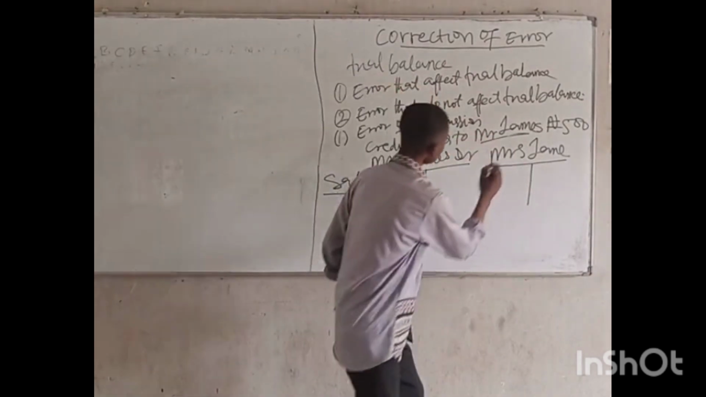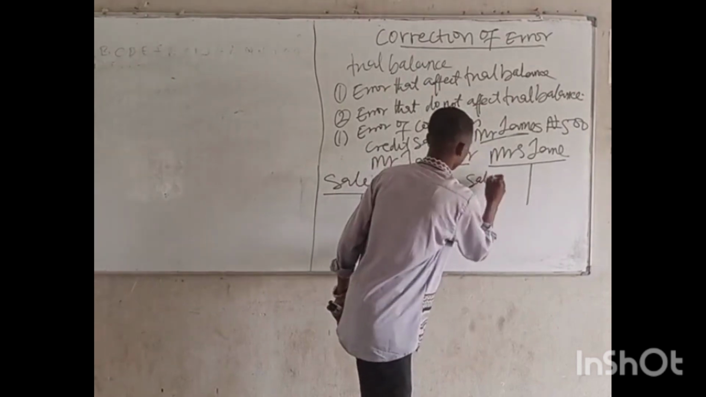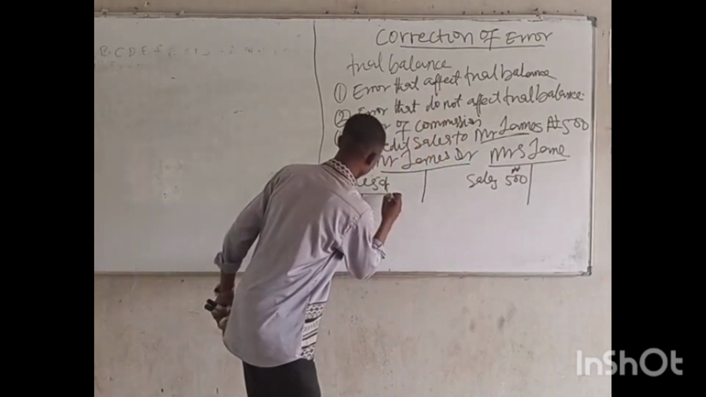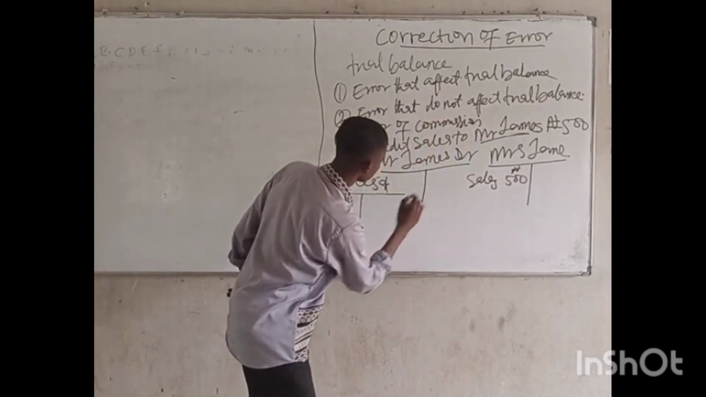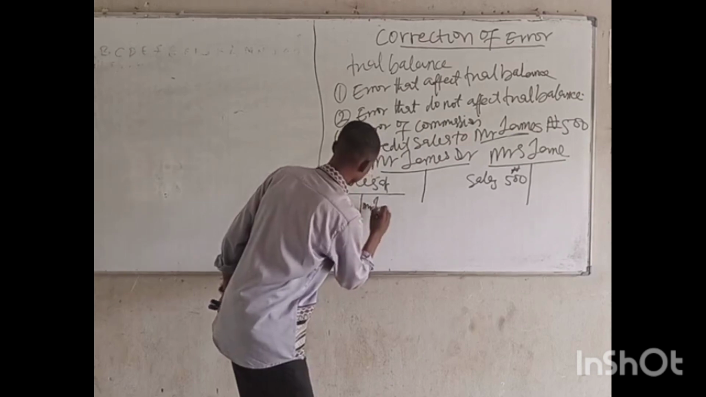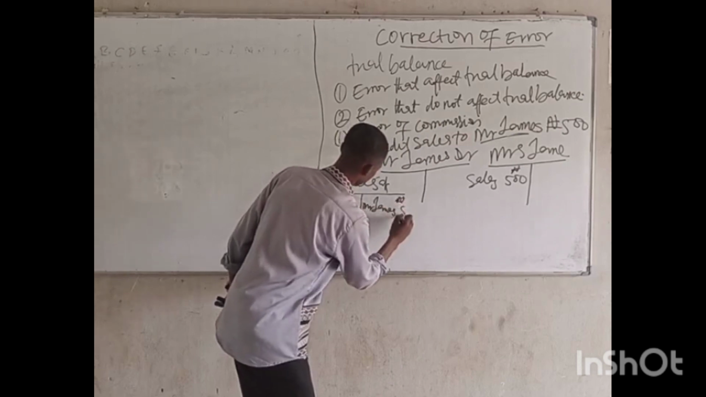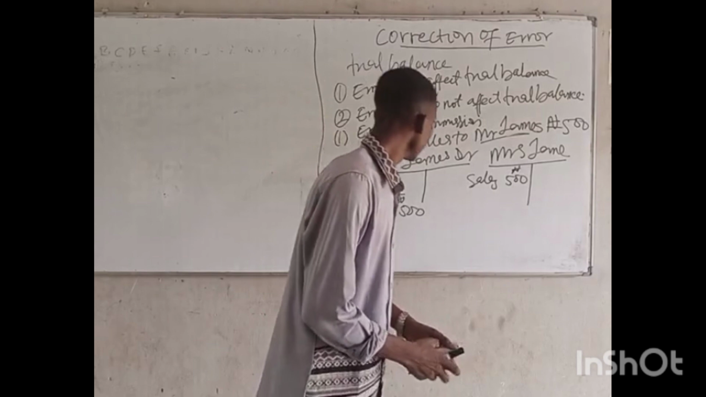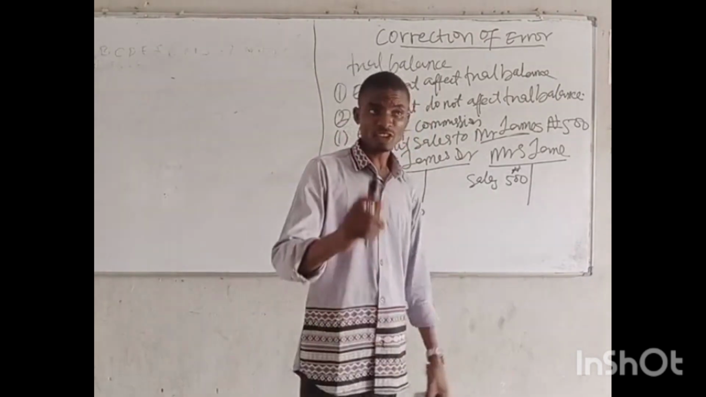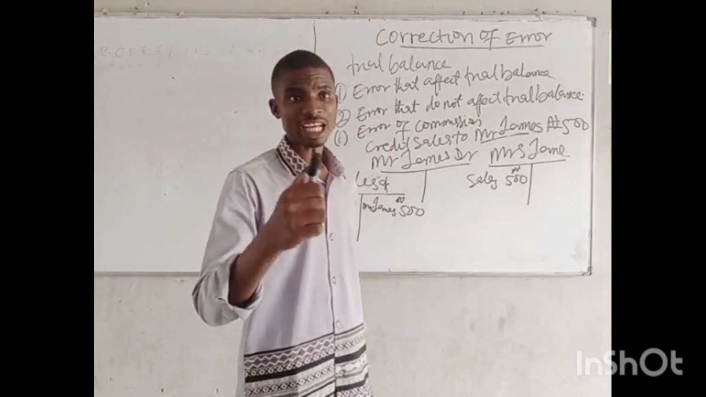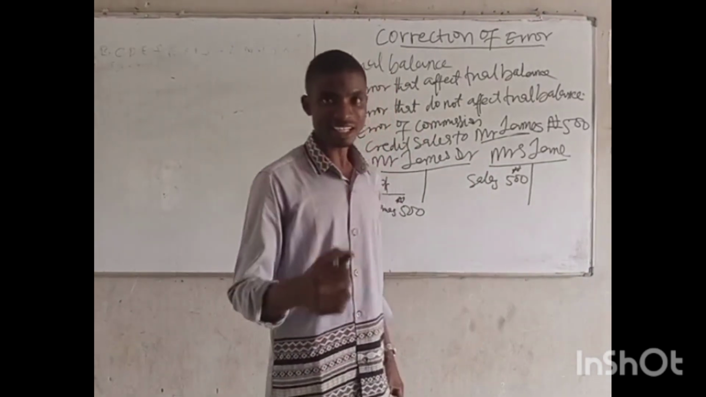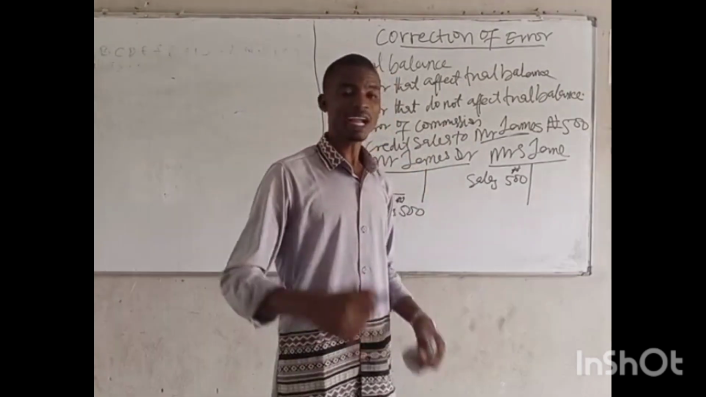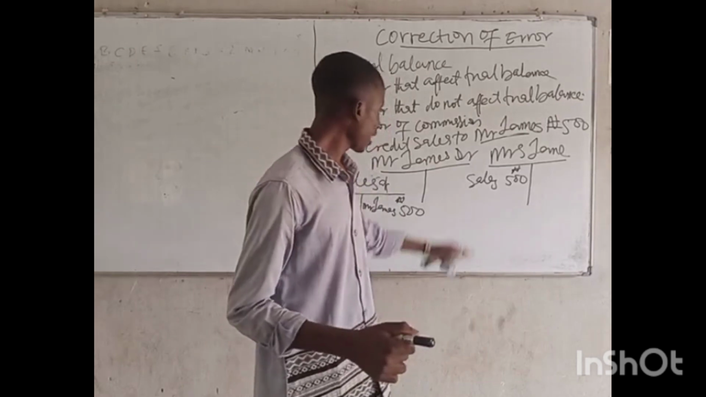Assuming now this was the error committed, for you to correct the error, in an account, cancellation is not allowed. So whenever a bookkeeper makes a mistake, he is expected not to begin to cancel. It's not allowed in accounting. You are expected to just pass an entry and then correct the error.